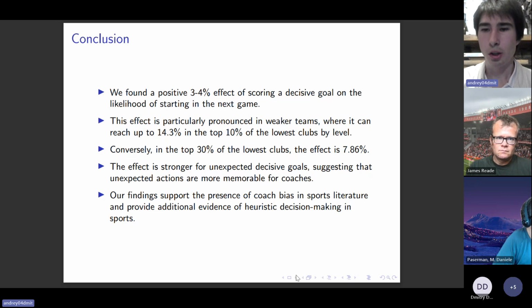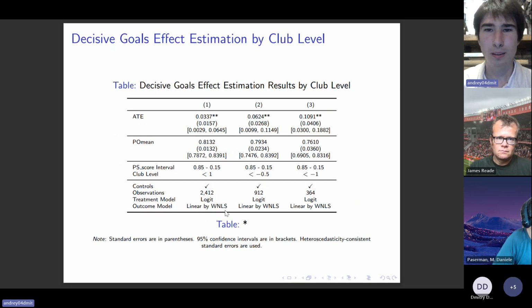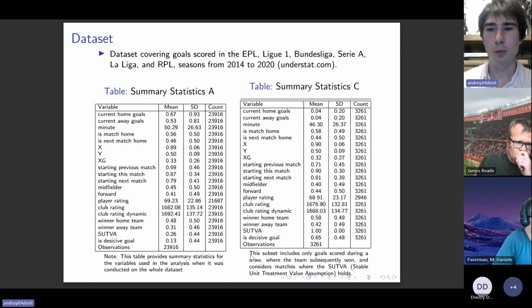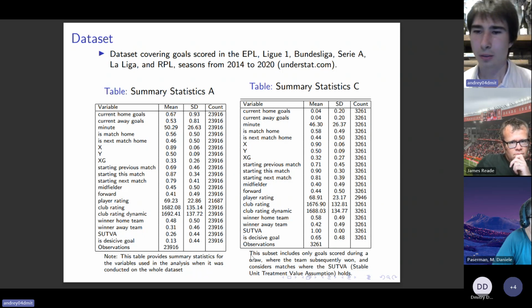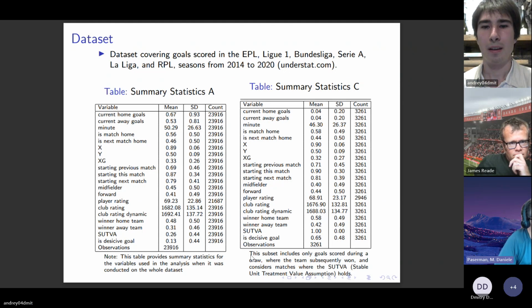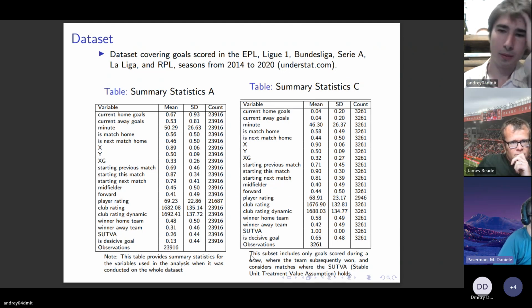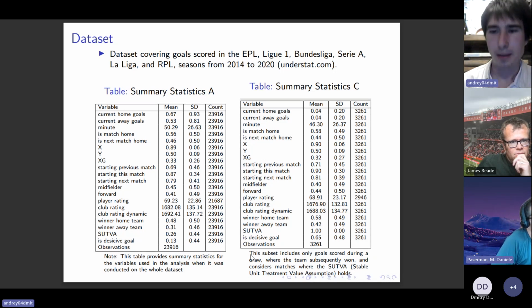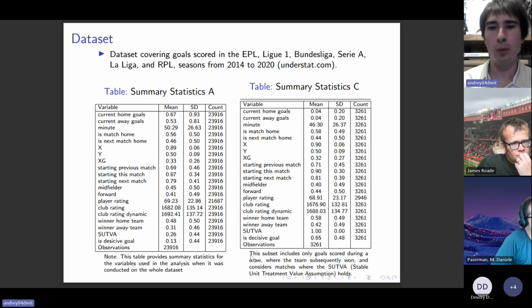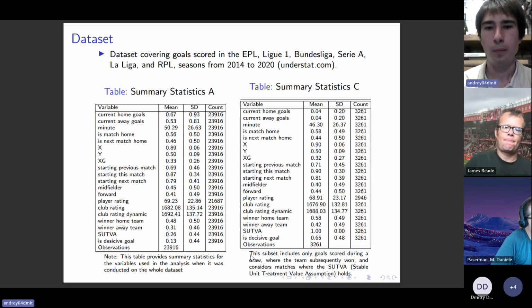No, I'm conditioning on the final outcome, as you can see, one second. So this subset, the final subset for the analysis, includes only goals scored during a draw, where the team... During a draw is a little bit confusing. You mean when the match is tied? At the moment of the goal, the match was tied. It's not the final outcome of the match. And the team subsequently won. So the second type that I described is not included in the analysis. But the first one is included as a non-decisive goal. I see.